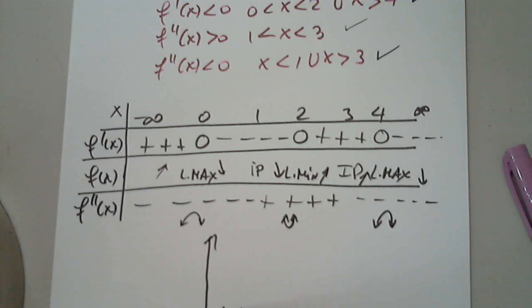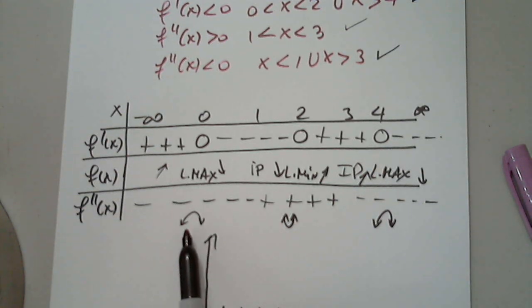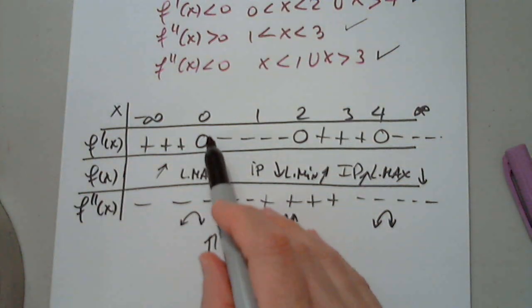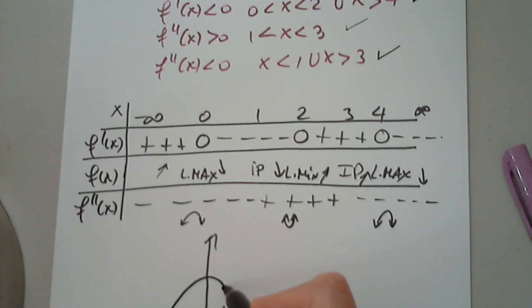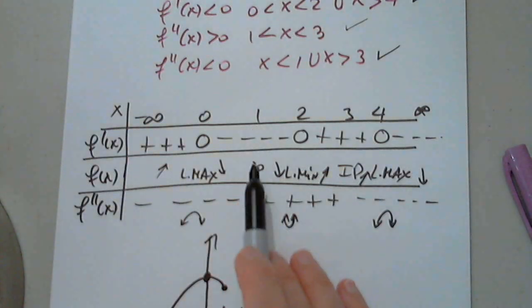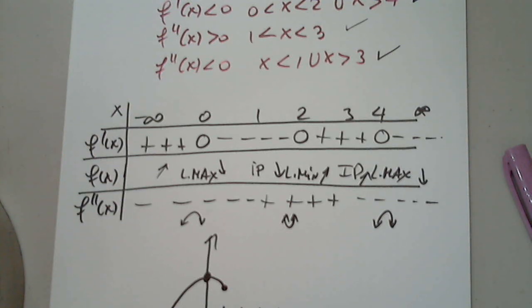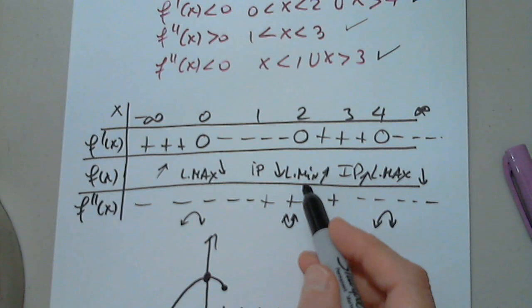So 0, 1, 2, 3, 4. Opening down till the inflection point at 1. So at 1, 2, 3. So at 1, it has an inflection point. It's opening down, and somewhere at 0 has a maximum. I signify the maximum, so it's very clear. I show that this is an inflection point at x equals 1. It changes concavity, and it reaches a local minimum at 2.